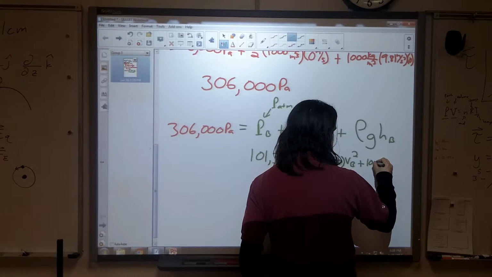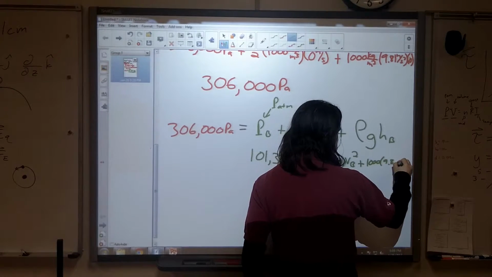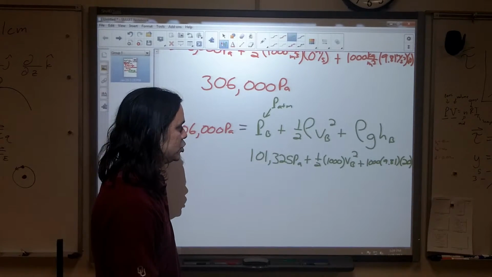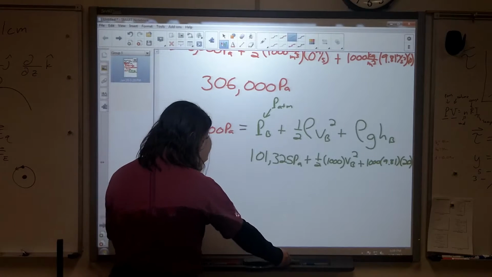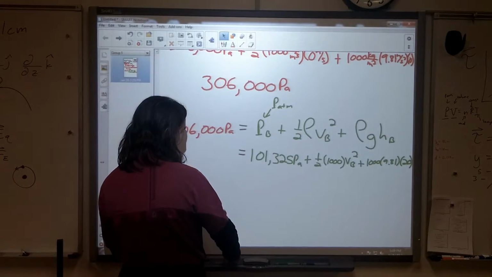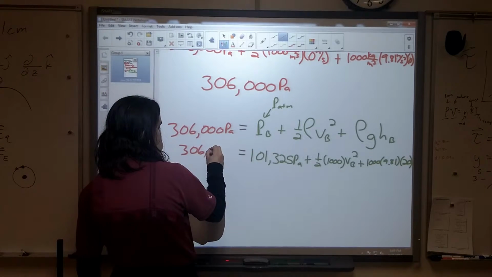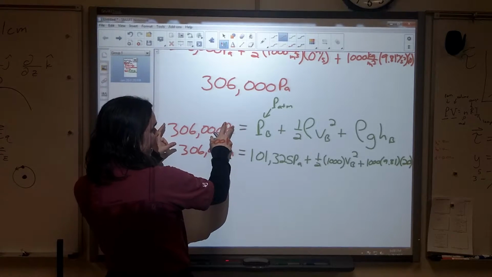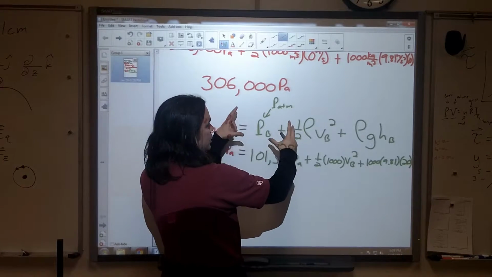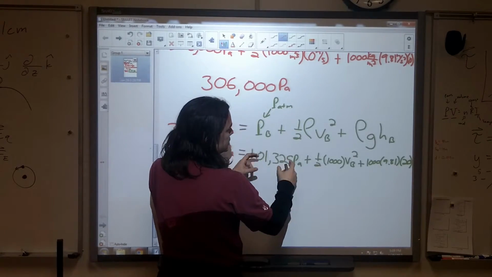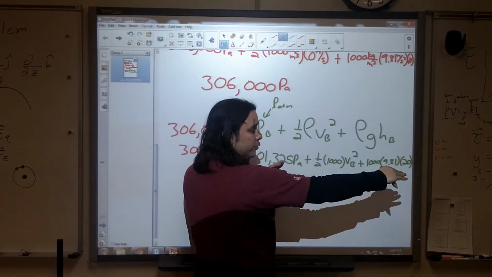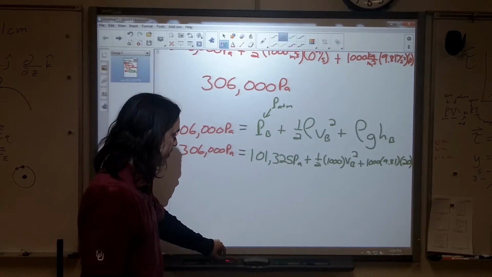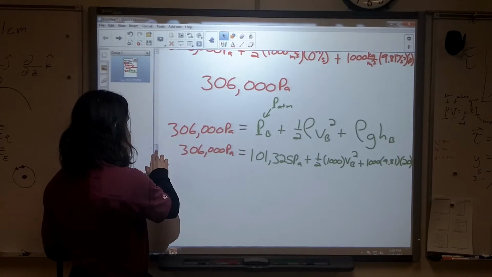Plus rho g h, so that's 1,000 times 9.81 times 20 meters. Point B at the shower head is 20 meters up. And all of this is equal to 306,000 pascals. This is related to my total energy that I have. And now I'm saying some of that energy goes into the fluid pressure, squeezing this, and some of it goes into how quickly the fluid is moving, and some of it goes into raising the fluid up a certain height.